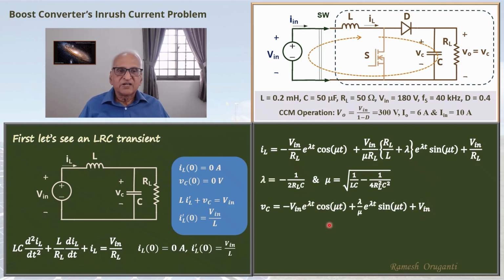Again, the first term contains e^(λt) cos μt. The second term contains e^(λt) sin μt. This is also an exponentially decaying sinusoidal function. Under steady state, e^(λt) will tend to 0 as t goes to infinity. So the first two terms will go to 0. So IL will be Vin by RL and Vc will be Vin.